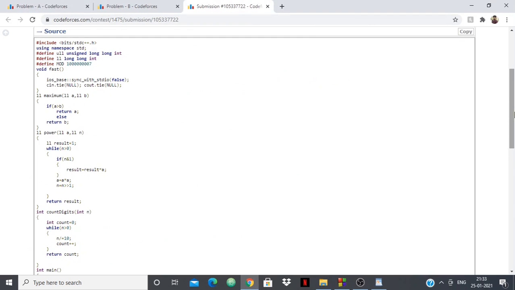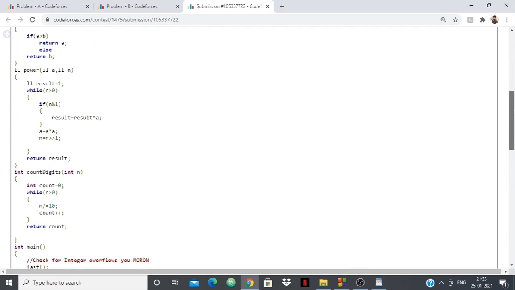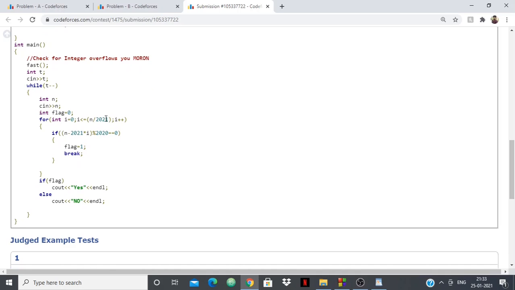Okay, so this is the code. I'll just increase the font size a bit. Okay, here we go. So what I'm doing is, like I said, I took n, and then from 0 to n by 2021, I'm checking if n minus 2021 into i is divisible by 2020. If it is divisible, then we have found a value of x. So I've put flag equal to 1 and then broken out of the loop. So i here is my y, and x is (n minus 2021 into i) by 2020. So x will have a valid value if n minus 2021 into i is divisible by 2020. If it is divisible, then I have found a value of x, and I already have a value of y, which is i. So that's the only thing I did.